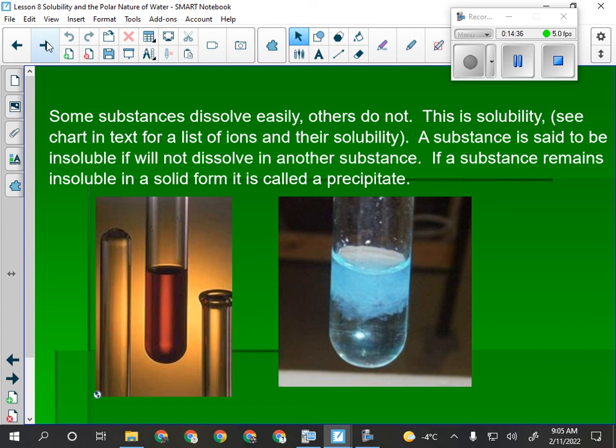Solubility is a physical property. That's why it's one of the things we're testing for in our lab on Monday. Okay? Some things are soluble, some things aren't.